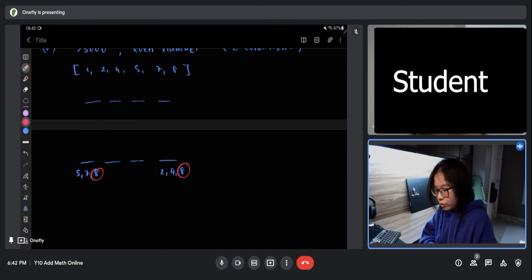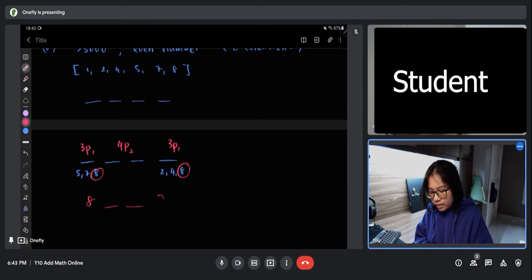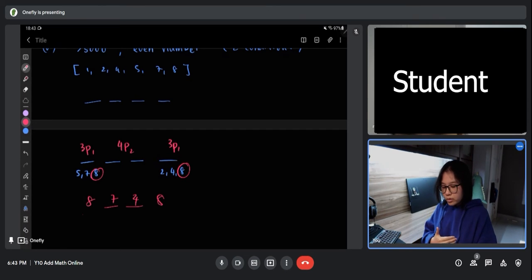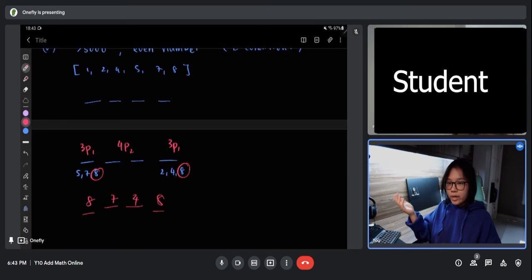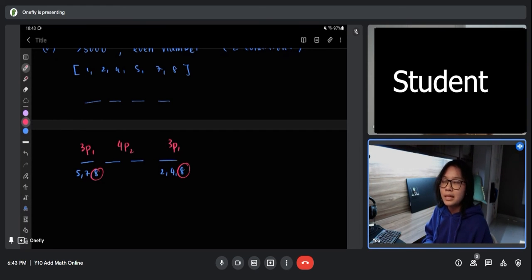Let's just say if you do here 3P1, here also you do 3P1, here you do 4P2, 8 confirm there, it will include calculations where you have, let's say, 8 and then 7, 4. Then your 8 is repeated, which is not what we want. In this case, we will have to separate the cases or the scenarios that allow this to happen.